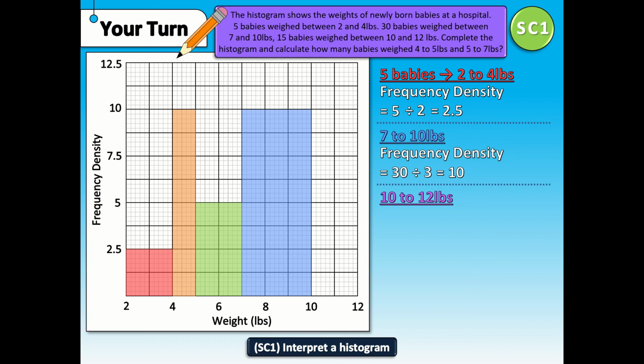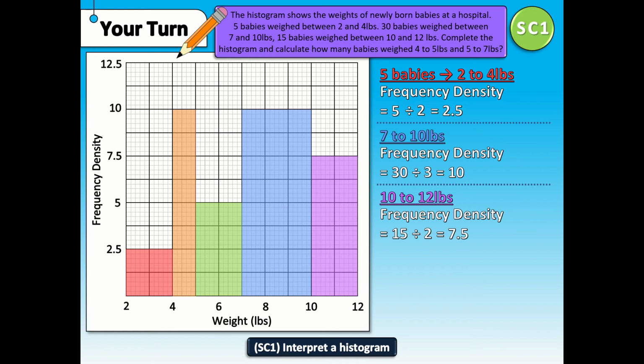Then we can look at babies who were born with a weight between 10 and 12, and there were 15 babies. So the area is 15, and 10 to 12 is a width of 2. So that means the height of the bar must be 7.5. So it looks like that.